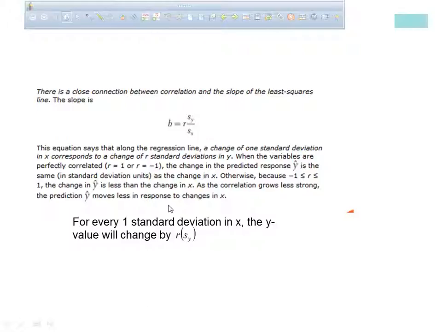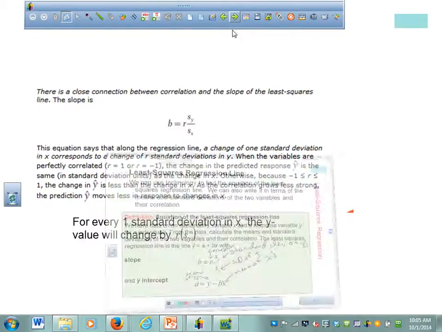Okay? Because if the standard deviation were the same in both cases, or if I had a correlation of 1, for every standard deviation I went this way, I would have the same standard deviation this way. Okay? But if it's not 1, then you have to multiply by r. That's kind of what that says. Okay? So we're going to do a problem.